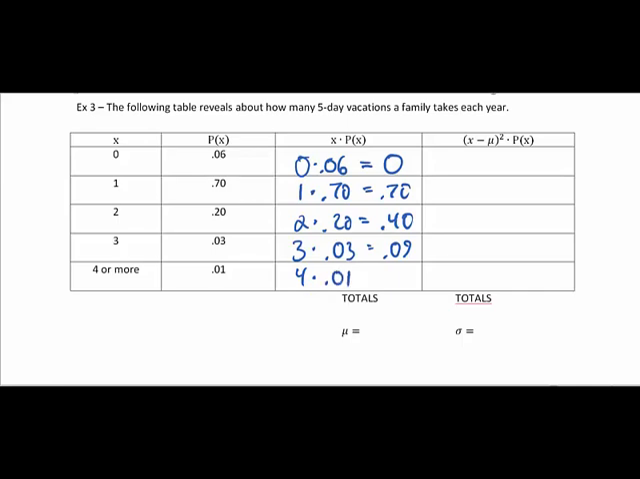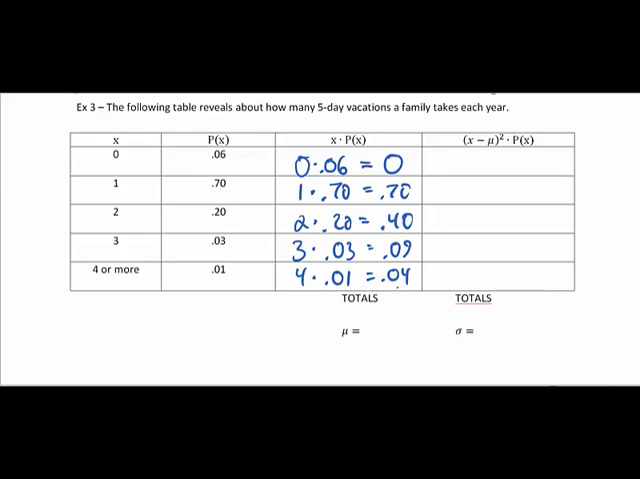So 0 times 0.06 is 0. So we're not going to get any of those. So 1 times 0.70 is 0.70. And 2 times 0.20 is 0.40. And again, I'm using some extra zeros on there to be stylistic. You can drop those off if you would like to. 3 times 0.03 is 0.09. And then 4 times 1/100th is going to be 4 hundredths.